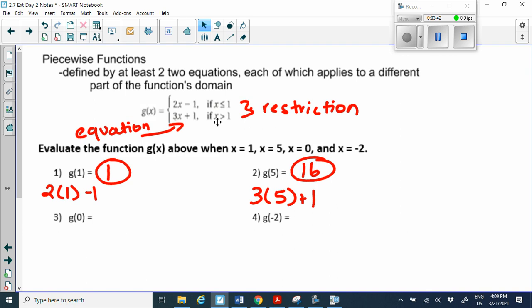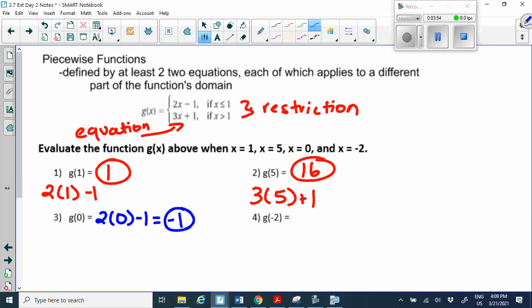Okay, let's see what you got. So 0. So let's see. For our first restriction, is 0 less than or equal to 1? Yes. So we're going to go ahead and plug 0 into our first equation. So we get negative 1 as our answer. Okay, what about negative 2? Is negative 2 less than or equal to 1? Yes. So we also plug negative 2 into our first equation. And so when we do that, we get negative 5 as our answer.